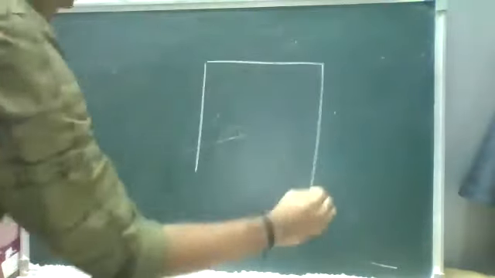So here there is a square. I need to find the magnetic field at the center. So this is a derivation that I will give. When problems come, you can use this relation directly.